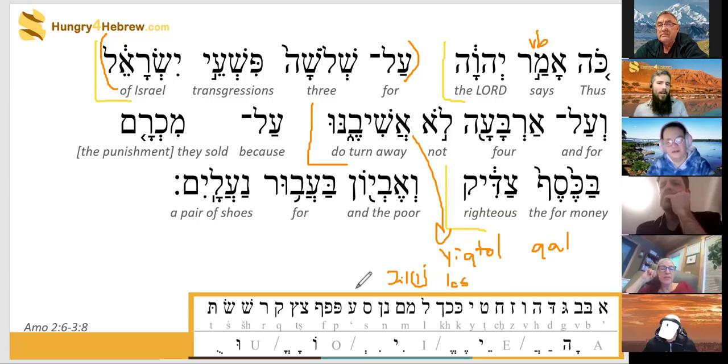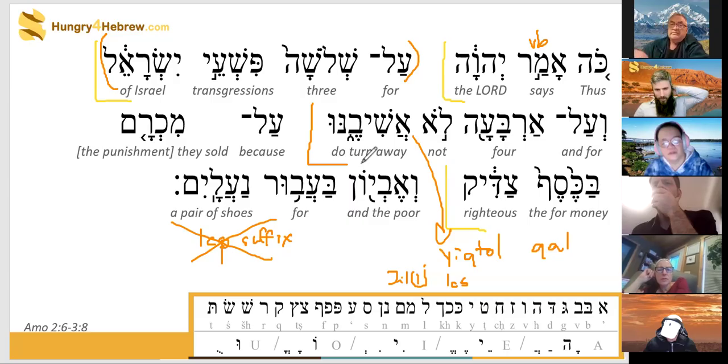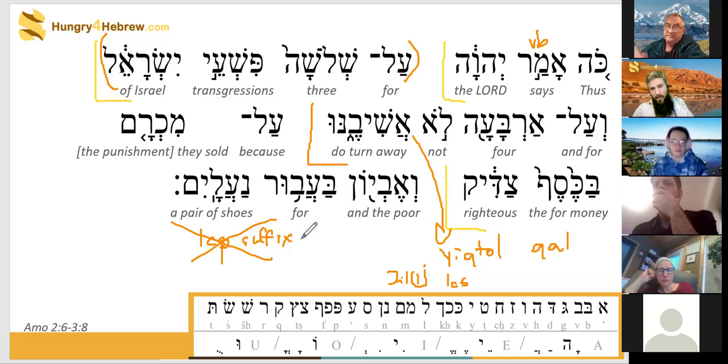Hashivenu. You could confuse it for a first common plural, but it does not have a 1CP suffix. While this is on an etnachta, and we should expect pausal forms, the pausal form here looks the same. Maybe the vowel would be different, but it would sound the same. Ashivenu.